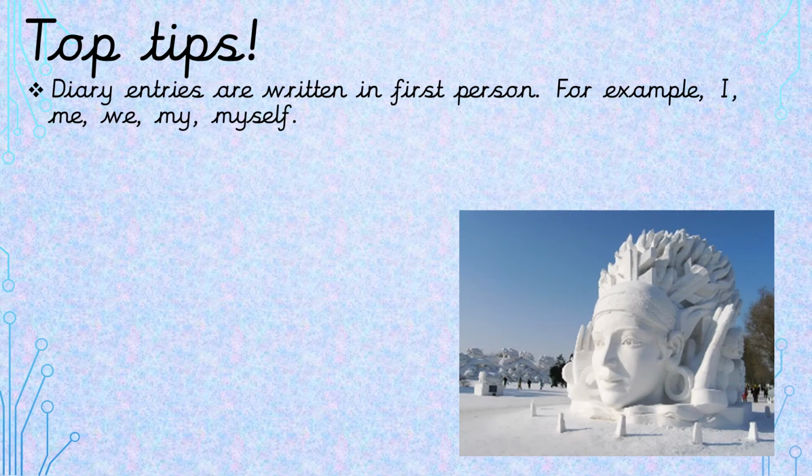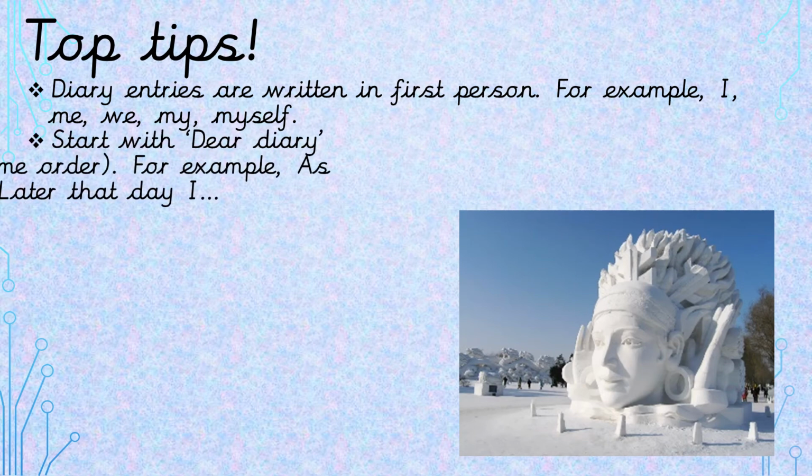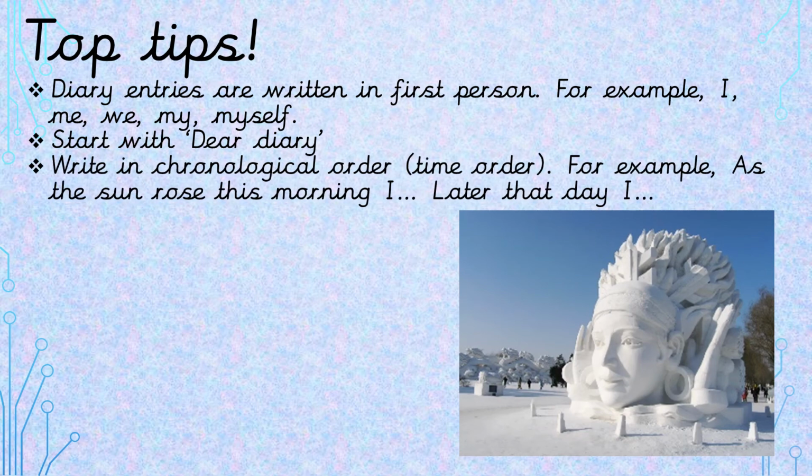And finally, here are my top tips. Remember you are writing in first person. So for example, you'll be using a lot of I, me, we, my, myself. Start with Dear Diary and write in chronological order. I know Year 4 you're getting good at remembering that is time order. For example, as the sun rose this morning, later that day, I. You're thinking about what happened when and starting at the beginning of your day.